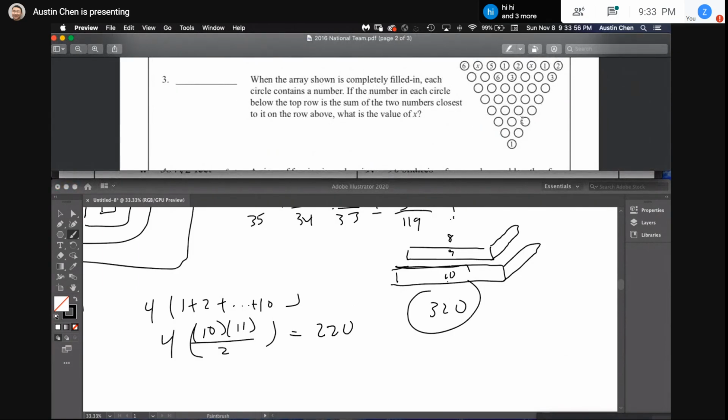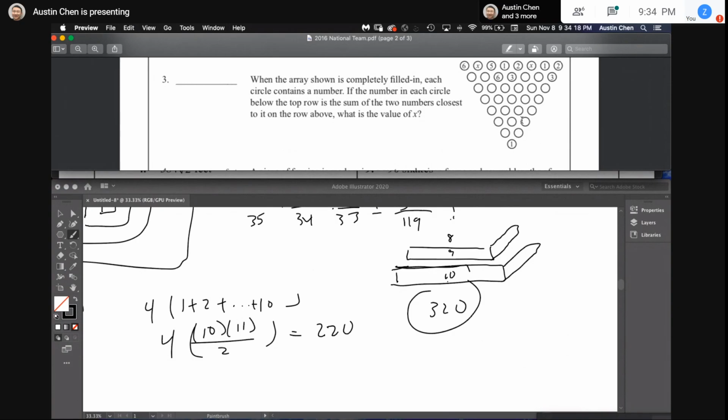When the array shown here is completely filled in, each circle contains a number. If the number in each circle below the top row is the sum of the two numbers closest to it on the row above, what is the value of x?